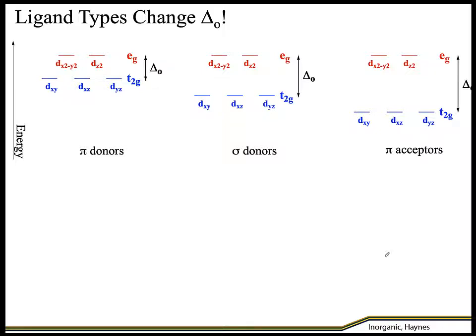And the reason for this comes from the actual nature of our T2G set. For our sigma donors, what we derived in our last class is that these T2G sets of orbitals are essentially non-bonding, right?